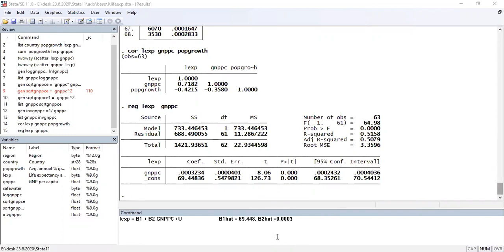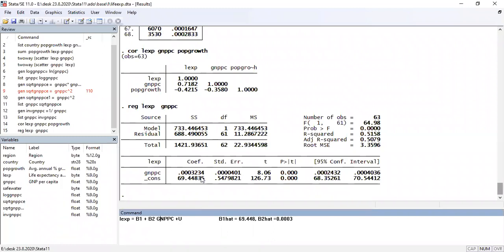Student: Professor, can I try? Professor: Yes. Who's this? Alpana Akhtar. Okay. Student: If GNPPC is 0, on average life expectancy is 69.448. Professor: Exactly. You can never forget that regression is giving you an on-average result. Student: Professor, should we say on average it will increase by? Professor: No. Increase is related to slope. This is an intercept. What is beta 1 here? Beta 1 is the intercept.